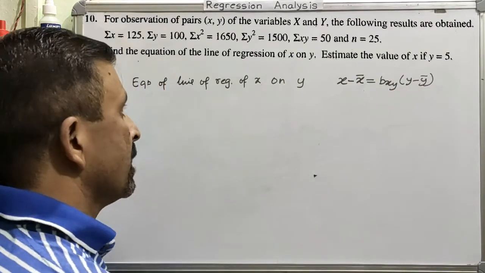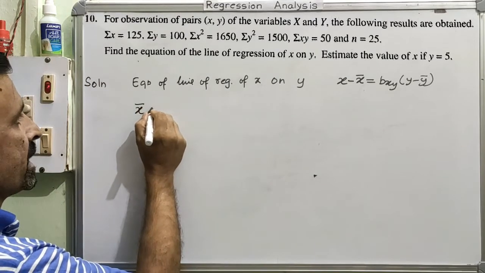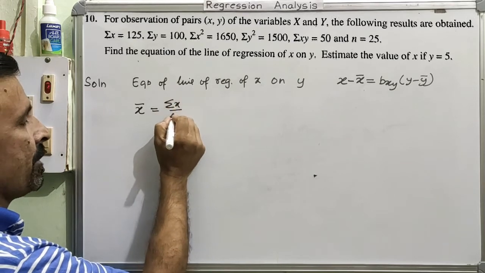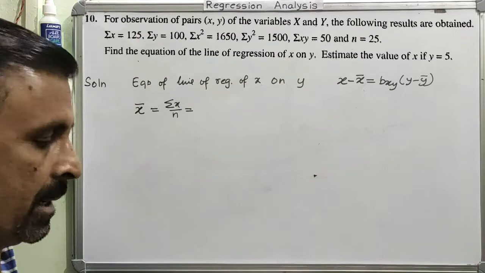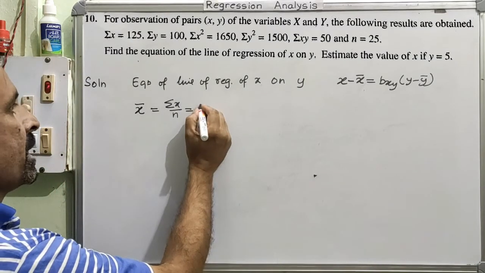Is it okay? So x mean will be calculated how? By having the sum of all the x divided by n. This gives you the x mean. Clear? And the sum of all the x is 125.